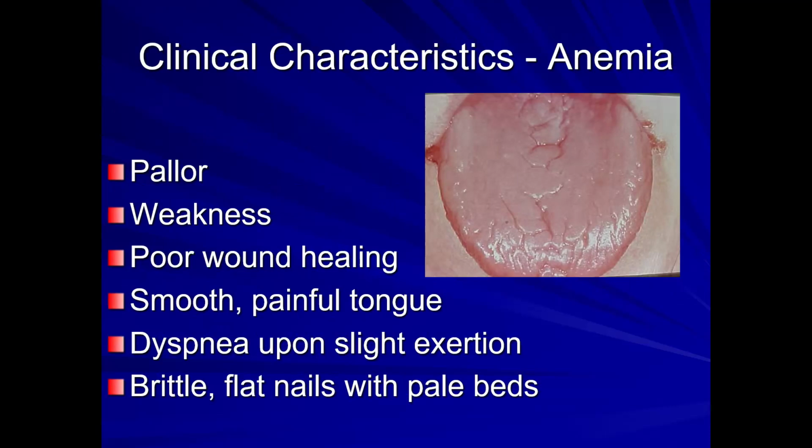So clinical characteristics of anemia, again, it's that pallor, that paleness, weakness, fatigue, faintness. There's not enough oxygen getting to the cells, right? So we don't have enough red blood cells. So because of that, we are not getting enough oxygen to our cells. Dyspnea upon slight exertion. So you might find that you're tired, really, if you're doing something very minor. And that again is because the oxygen is not getting where it needs to. And so that you're feeling that shortness of breath very easily. And then brittle, flat nails, pale nail beds. We might see poor wound healing again, which we talked about already.